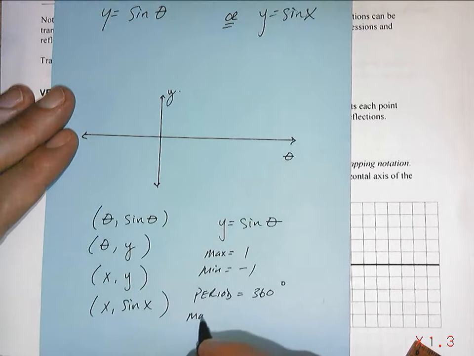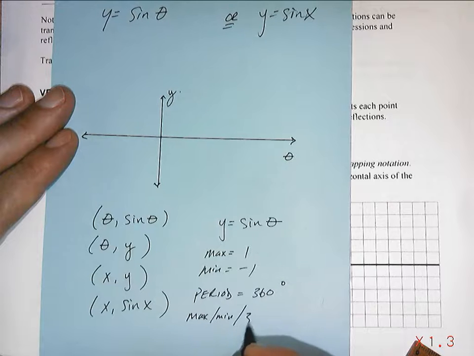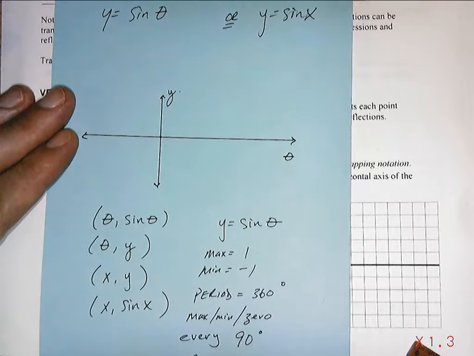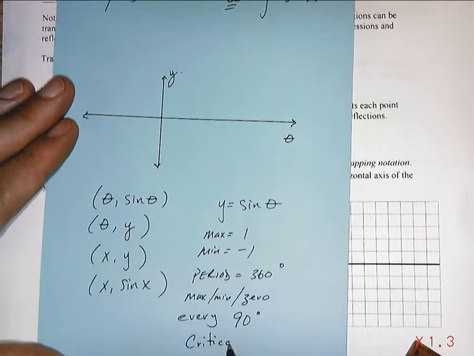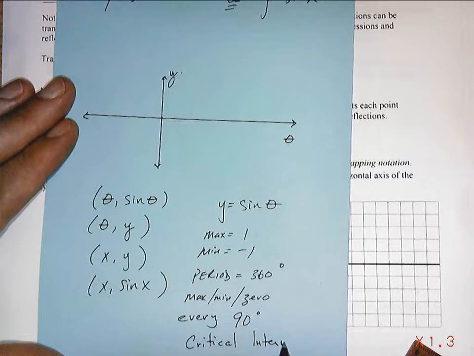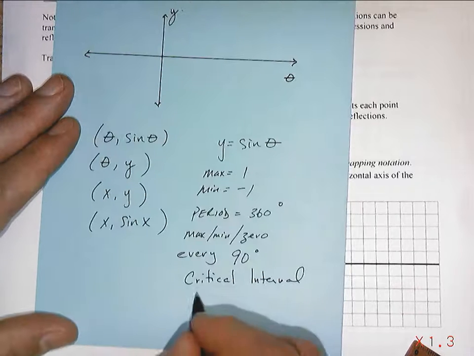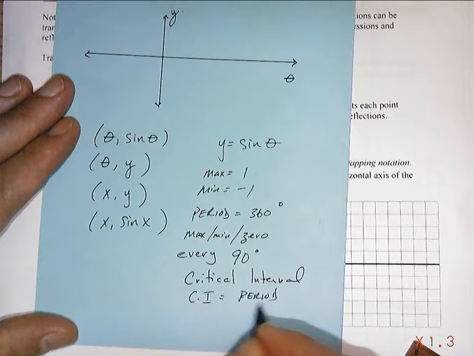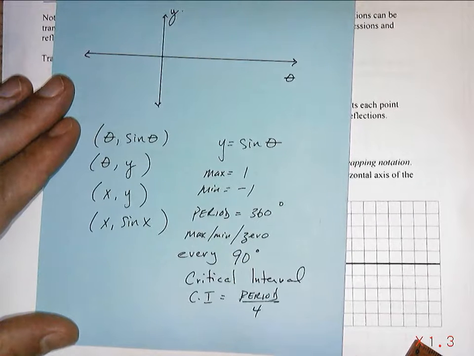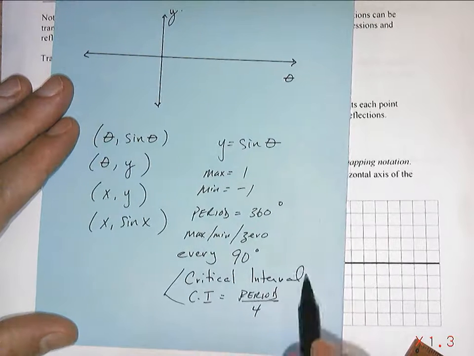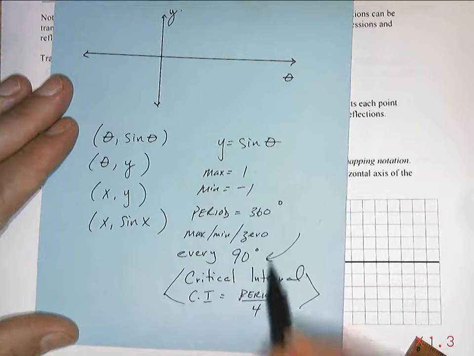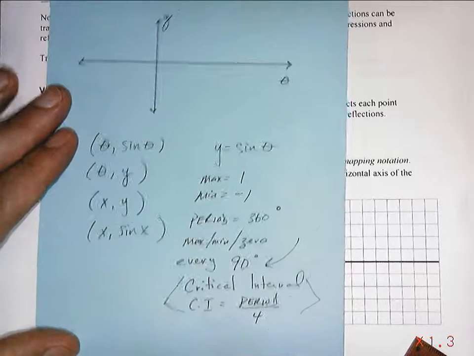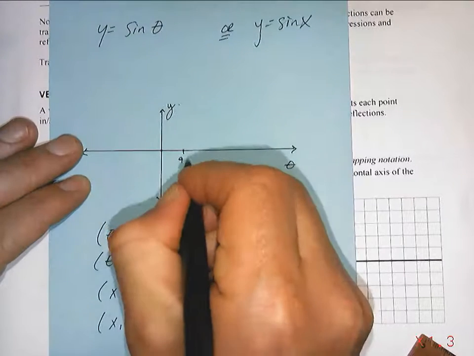It hits a max, or a minimum, or a zero value every 90 degrees. We call that the critical interval, and the critical interval is CI for short. What you do is you take your period and you just divide it by 4. Now, that'll come into play a lot more in grade 12. We don't have to do too much with that right now, but we're going to remember that every 90 degrees something interesting happens. So I'll go up by 90.